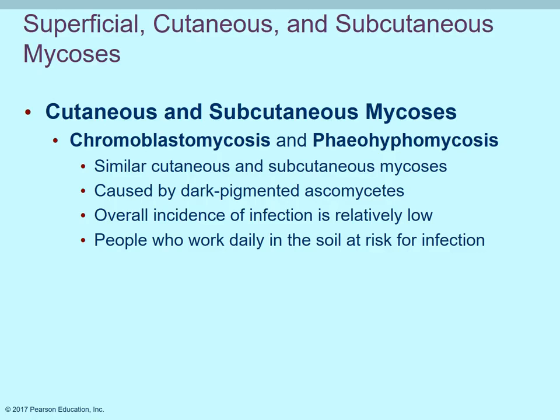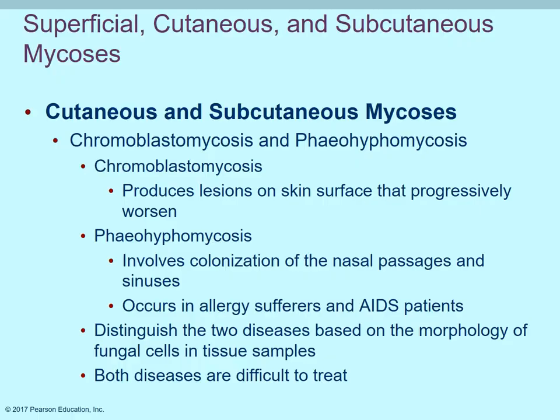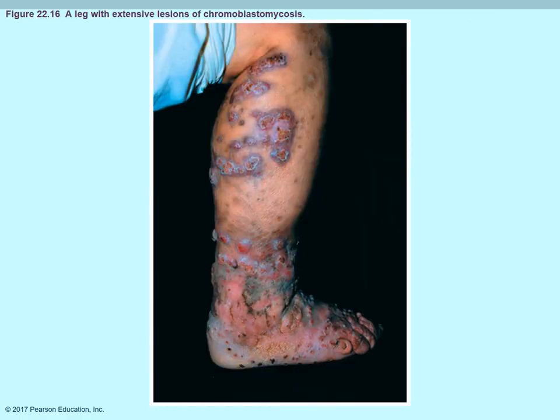Oftentimes, for some of these, the people who are going to be more susceptible are those who may work in the soil where the spores are often found. So obviously that's going to put them at risk. And here's a list of some of the different cutaneous and subcutaneous mycoses. They often will produce a lesion just under the surface of the skin that can gradually get worse. And this shows along the skin here, the lesion starts just under the outer layer of skin and then progresses.